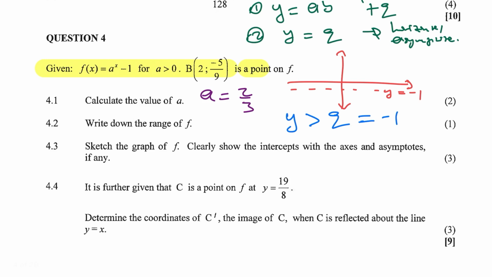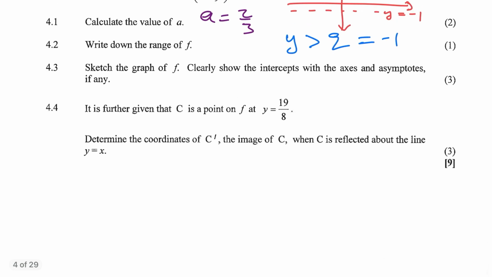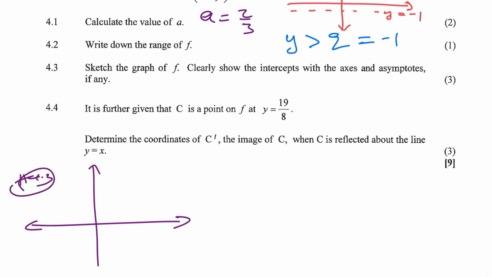Now we need to do 4.3. Sketch the graph of f. Clearly show the intercept with the x-axis and asymptotes, if any. Of course, we've already started, but let me just draft it here. So again, let's have a Cartesian plane.